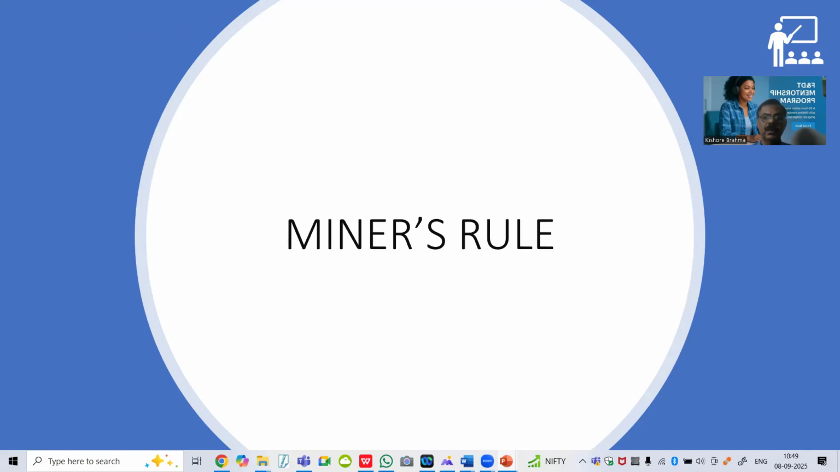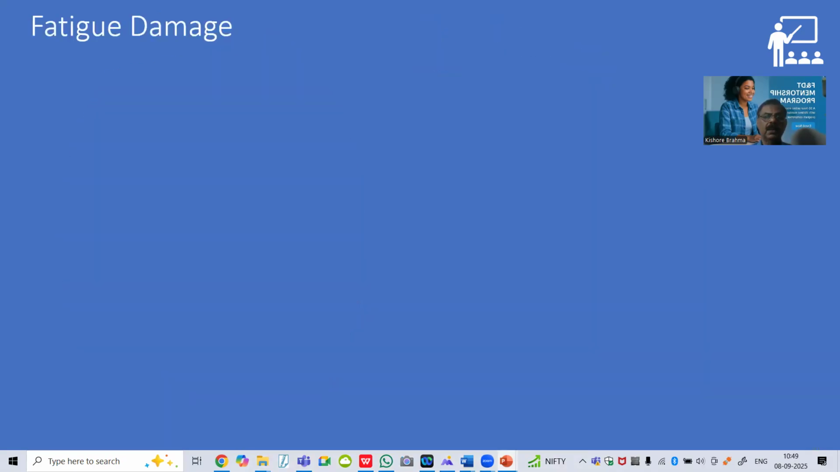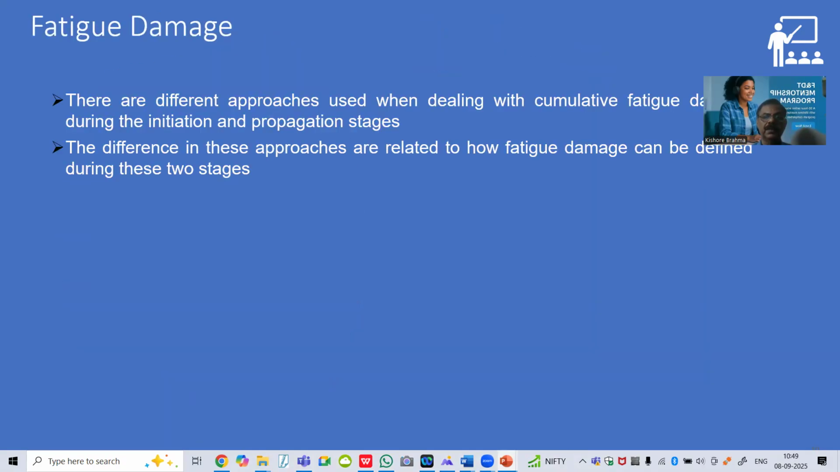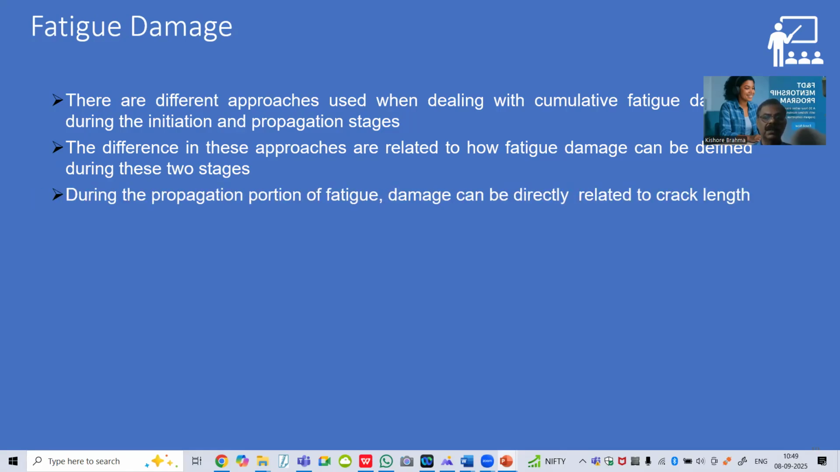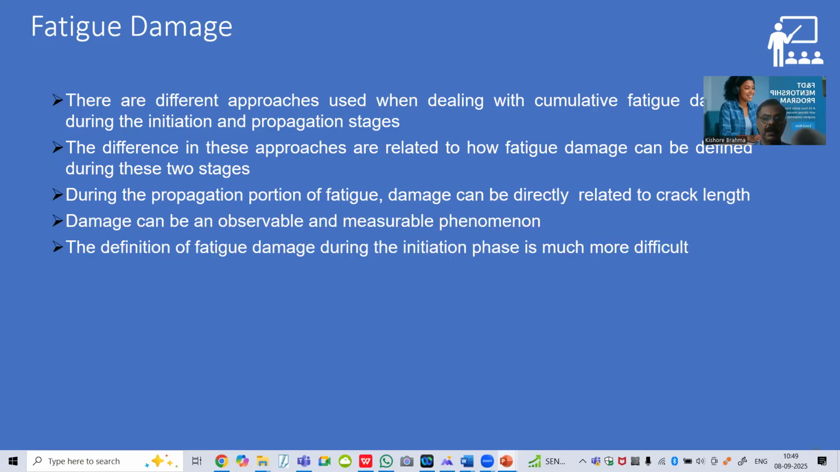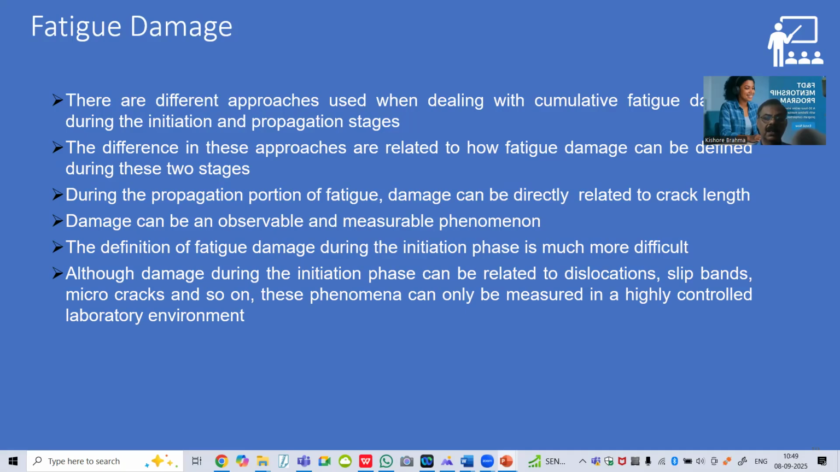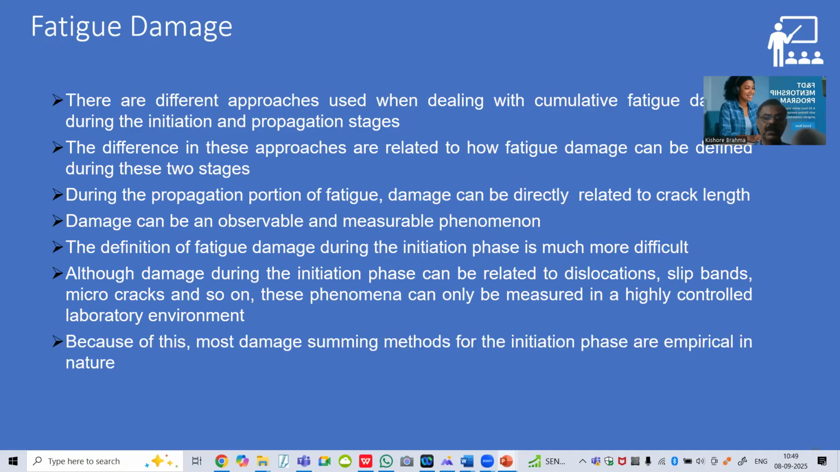Now coming to Miner's rule of linear damage accumulation, the fatigue damage was based on linear damage, and usually it is done based on some assumptions, because the damage which occurs due to fatigue loading is neither observable nor measurable, unlike crack length. Because of this, most damage summation methods for the initial phase are empirical in nature.